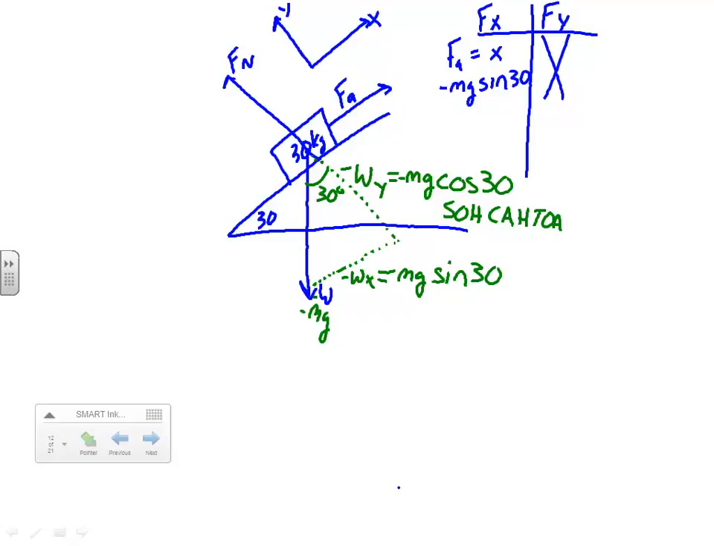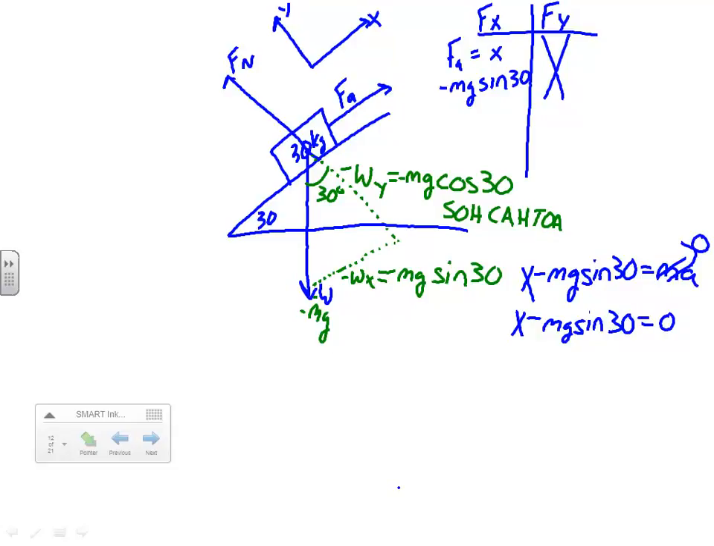So that means, I'm going to just bring this all down here: x minus mg sine 30 equals mass times acceleration. Now, what do we know from the problem about the acceleration? Well, again, it says constant velocity. That means acceleration is 0. So this whole thing becomes 0. x minus mg sine 30 equals 0.